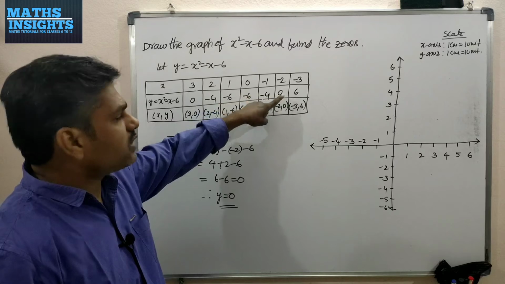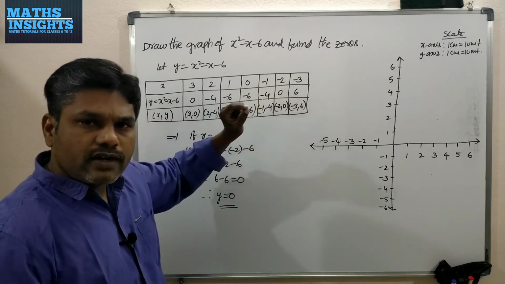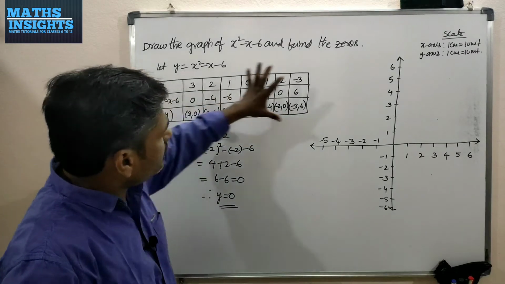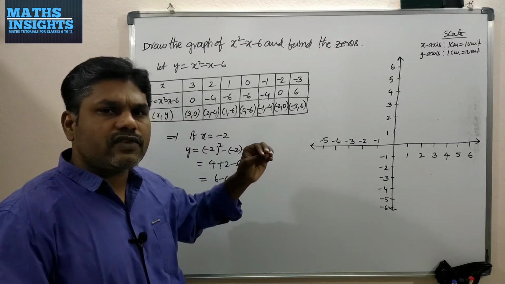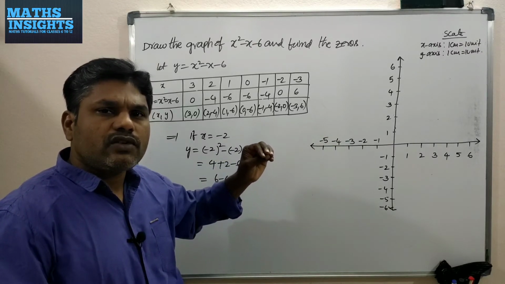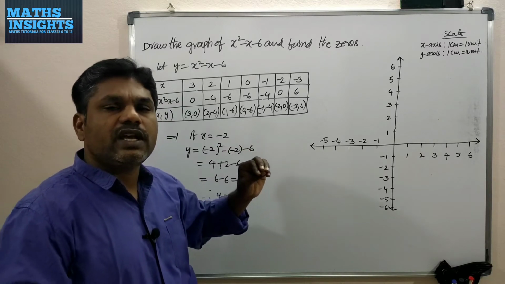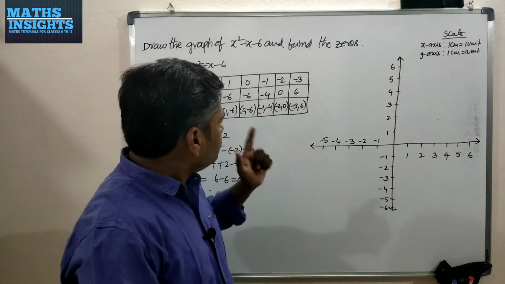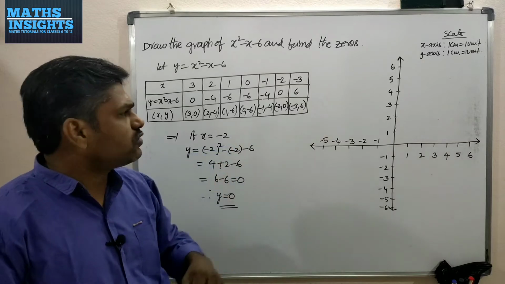Therefore I am writing 0 here, and the ordered pair means you have to write the x coordinate first, then the y coordinate next. In this way you have to prepare 7 at least. You may prepare less than 7 also, but you have to find where it is meeting. It has to meet the x-axis until you have to take the points. So I am plotting these points on the graph and I will find the zeros.